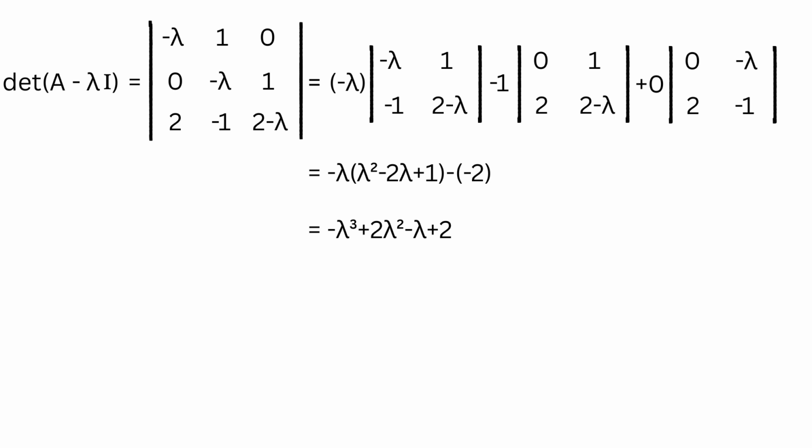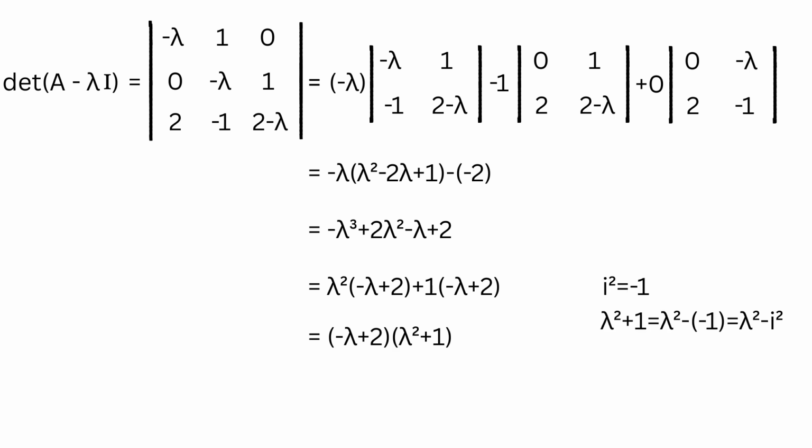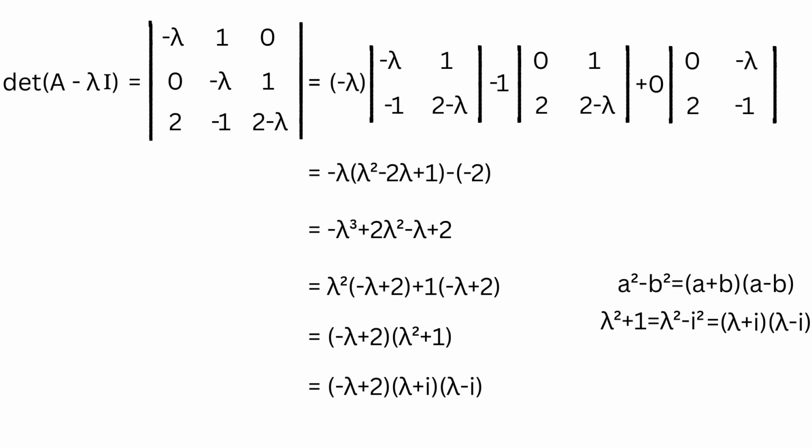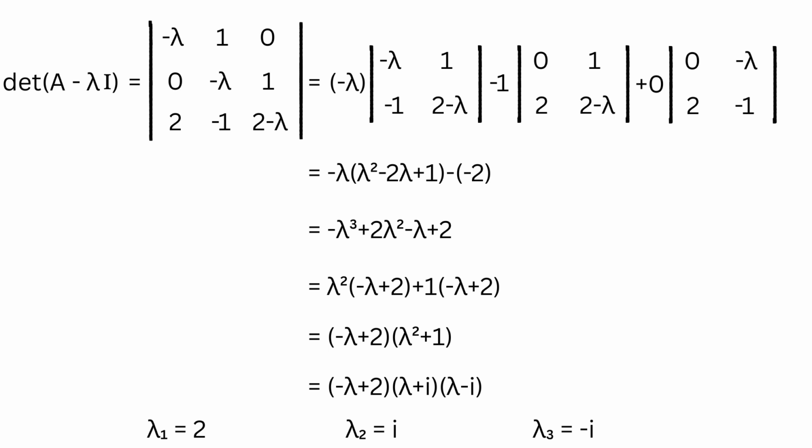To find its roots, which are the eigenvalues, we can apply the rational root theorem, as we saw in the previous video. Or, more directly, we can factor out lambda squared. Then factor negative lambda plus 2. Since i squared equals negative 1, we can write lambda squared plus 1 as lambda squared minus i squared. Then we apply the difference of squares formula. We obtain lambda plus i and lambda minus i. Therefore, the eigenvalues are 2, i, and negative i.